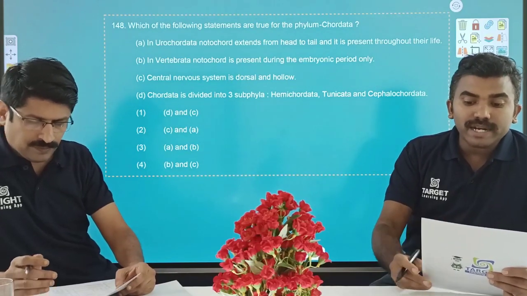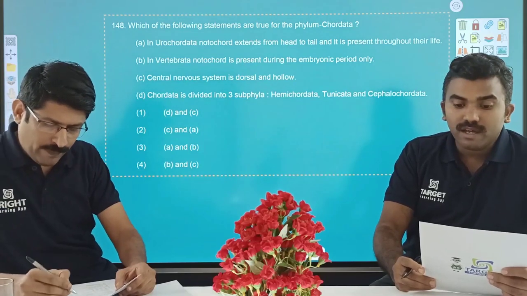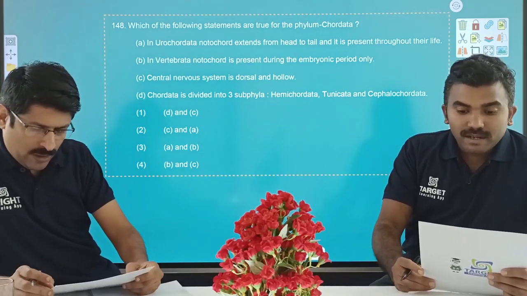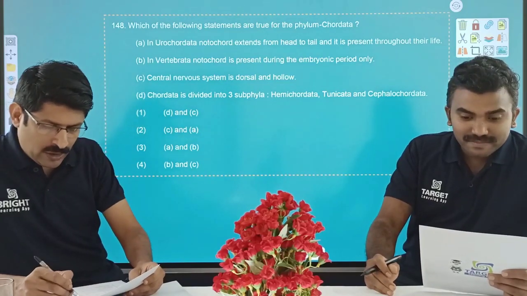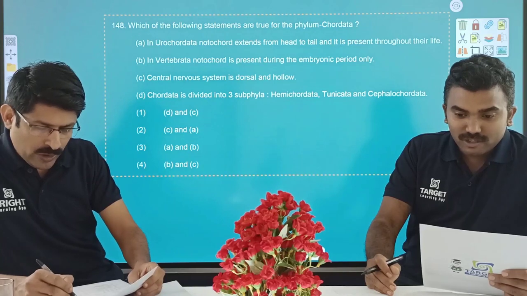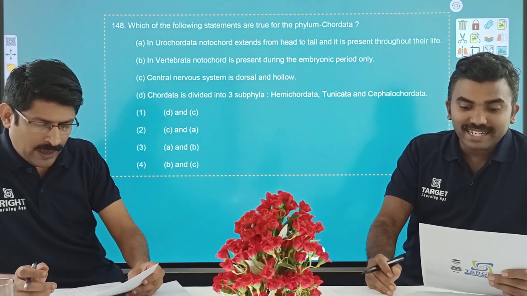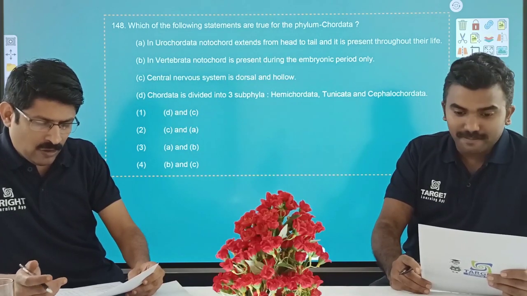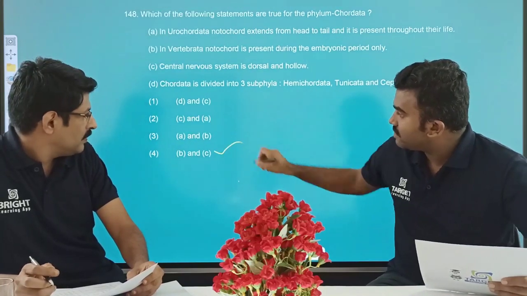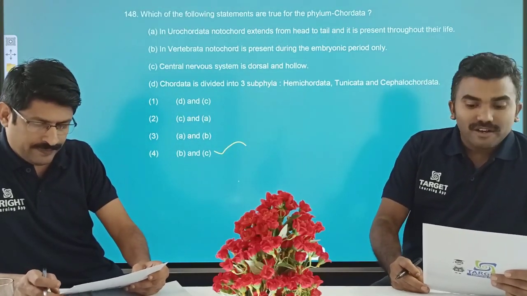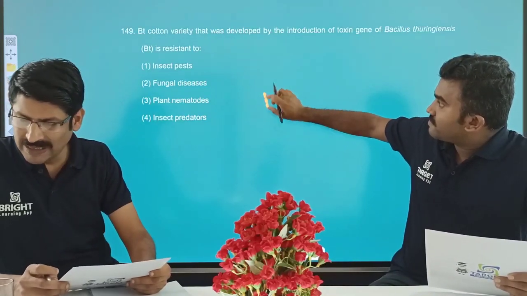Here, in Vertebrata, notochord is present during the embryonic period only. It's right. B is right. So A is wrong, not true. The second option and third option, no need to discuss. So the right answer is B and C. The fourth one is the right answer. B and C.